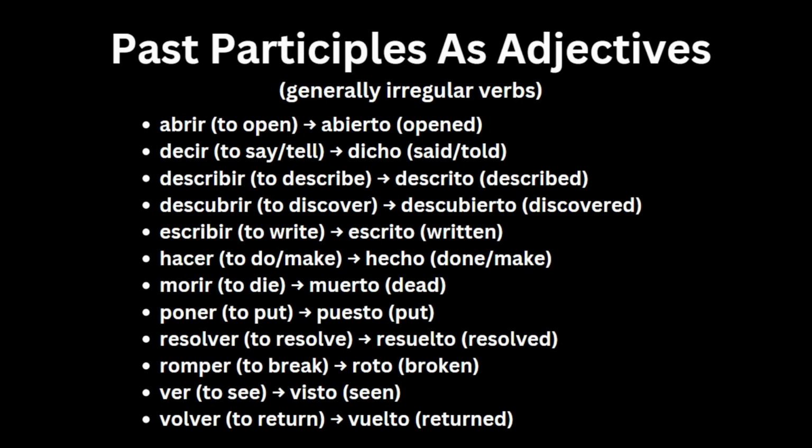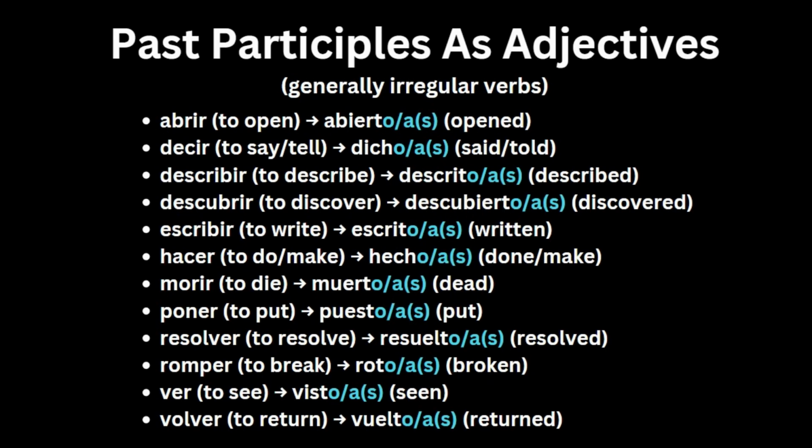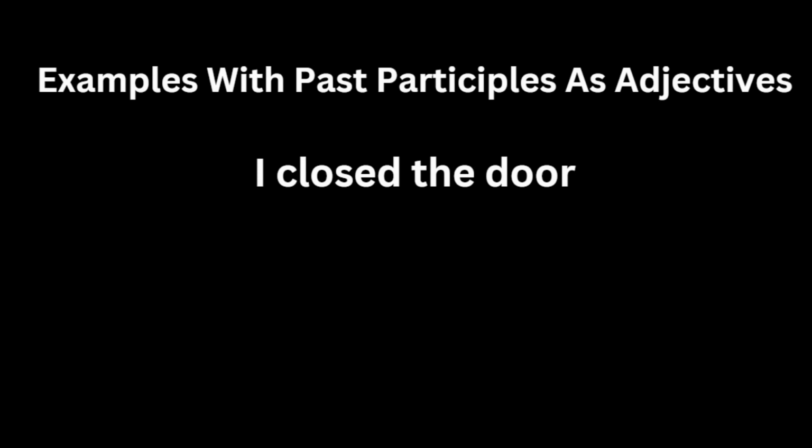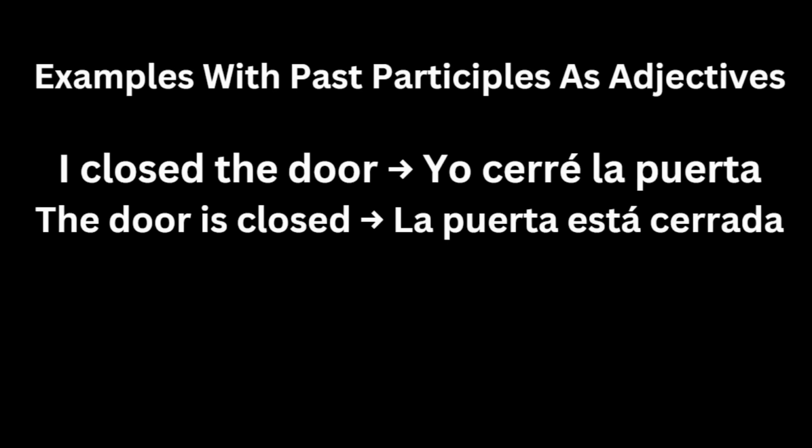However, in Spanish, these verbs are often used with the verb estar because, in case you don't remember, estar is used to describe the condition of things temporarily. When we use past participles as adjectives, we're using adjectives to describe something for the moment. In Spanish, gender and plurality have to match in the sentence, and here are some examples. Saying something like I closed the door would be yo cerré la puerta, but another way to say the sentence is the door is closed.